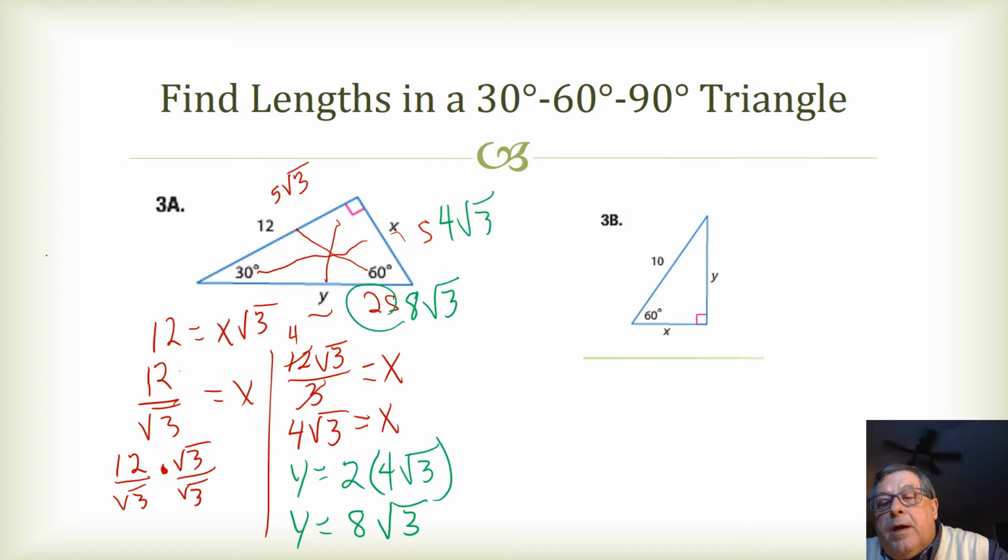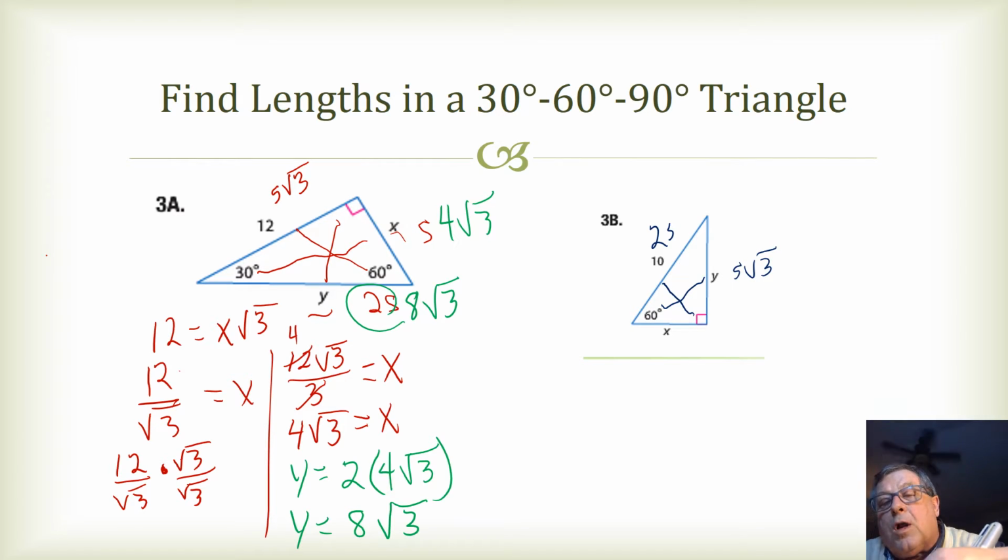Well, we're going to locate our hypotenuse. So our hypotenuse is 10. This is a 60 degree angle that we've got identified, and the side opposite it is y. So let's say 10, the hypotenuse, is going to be 2s, and y is s times the square root of 3.